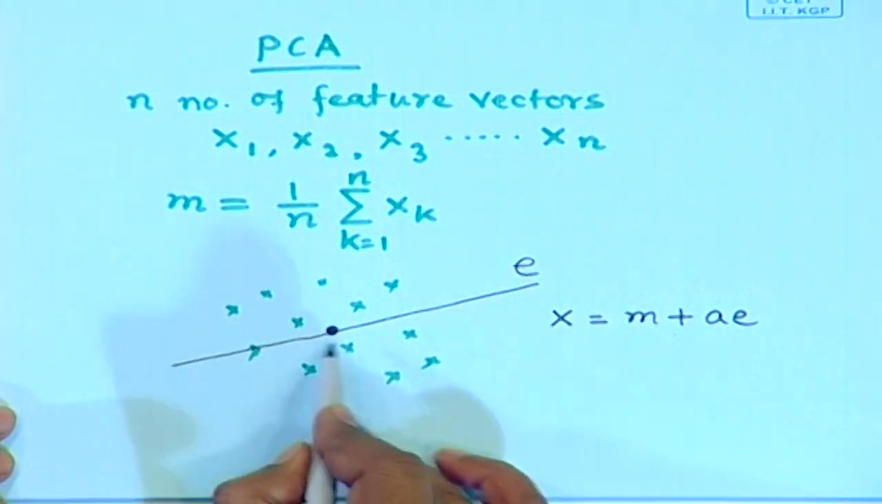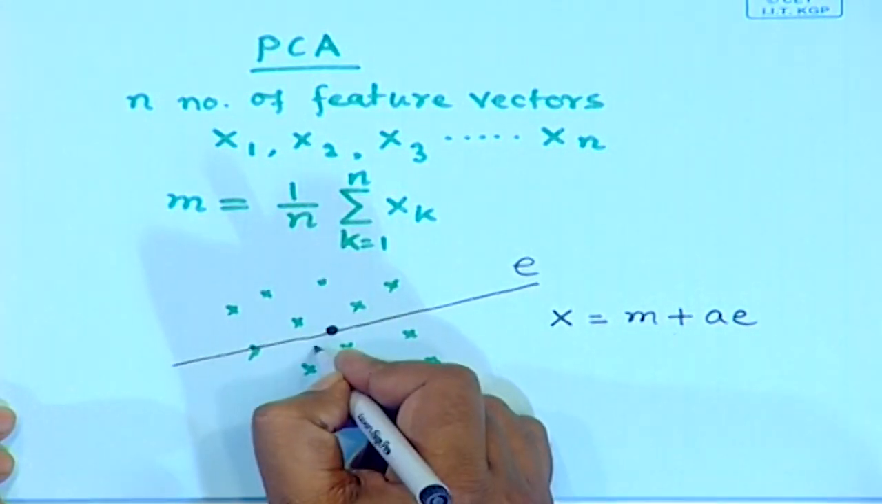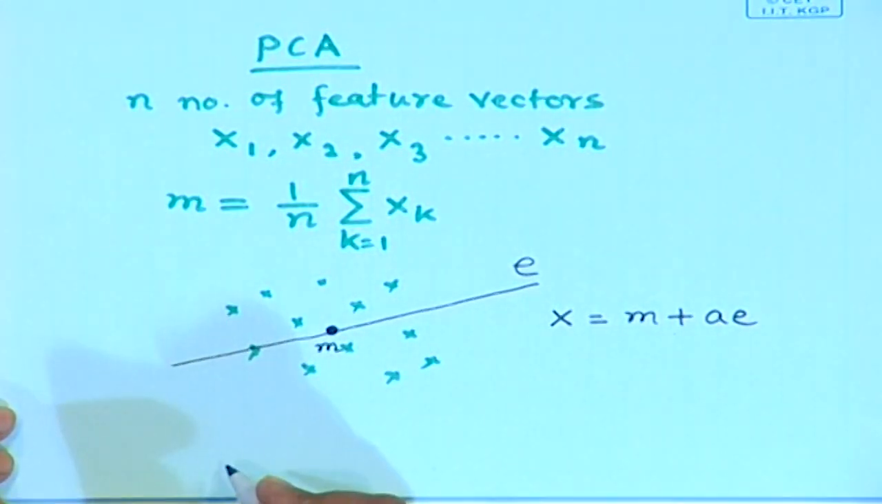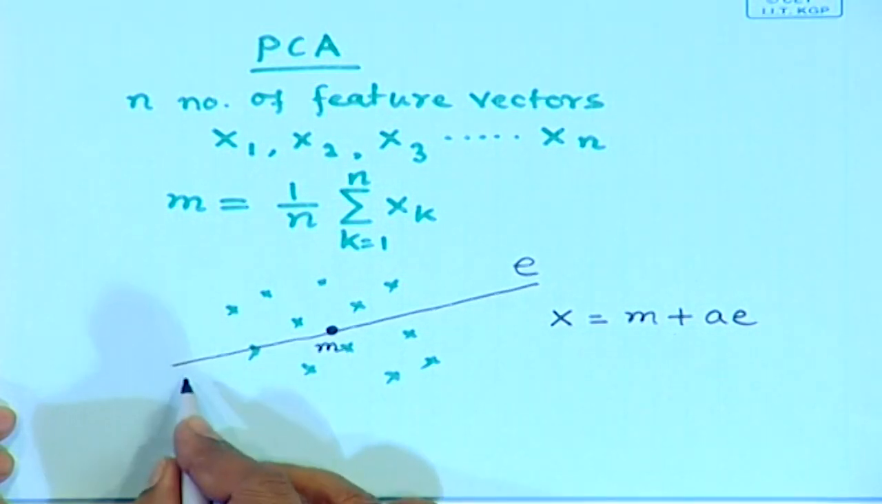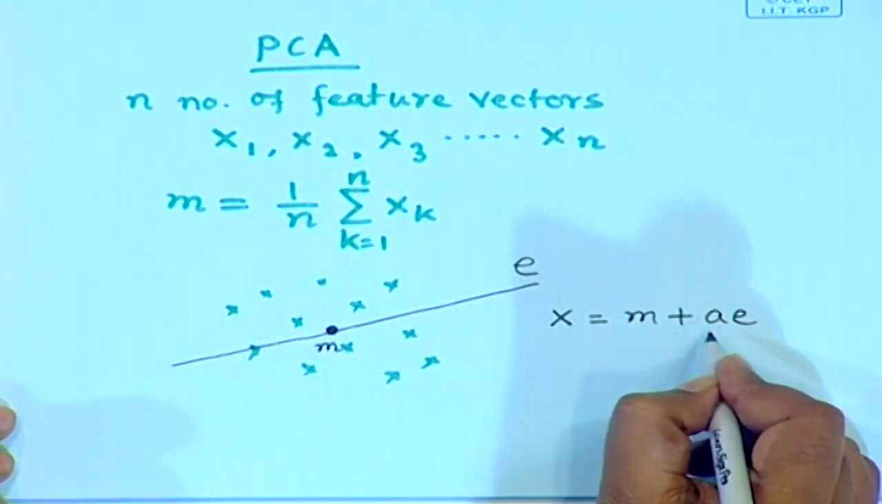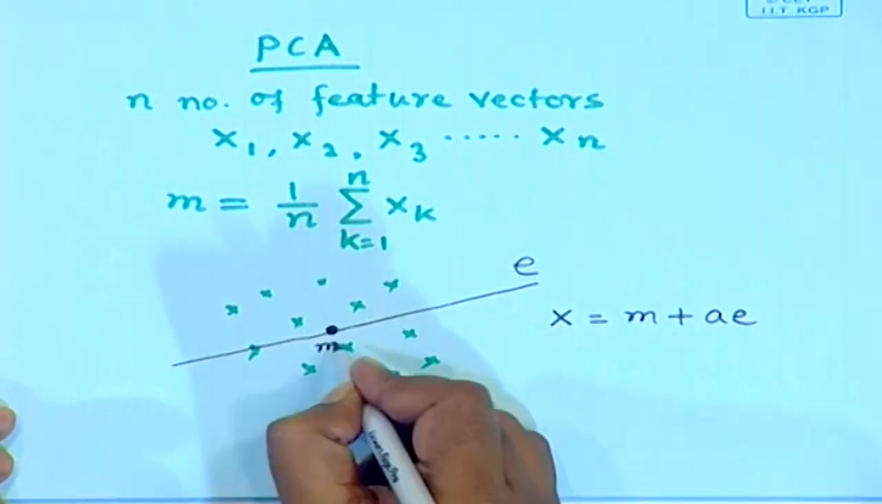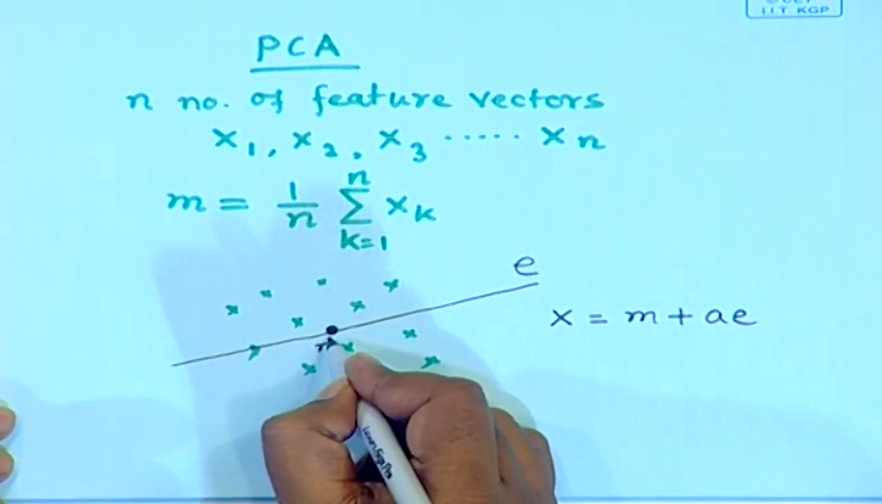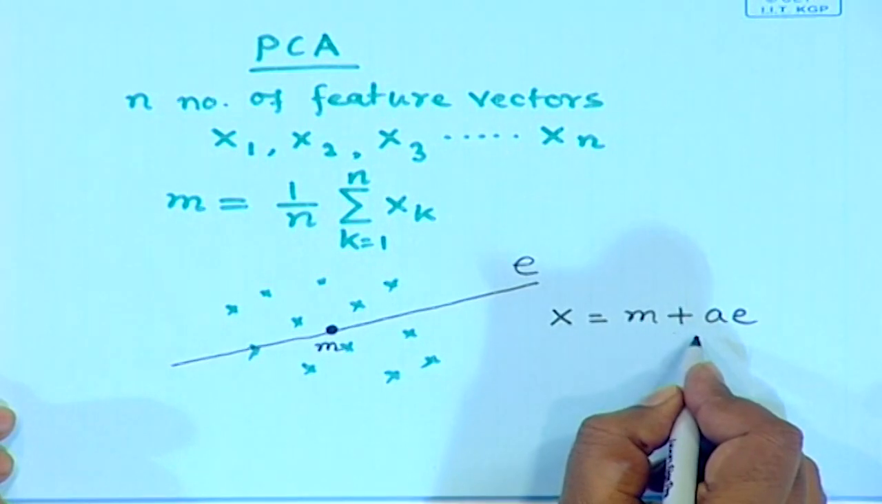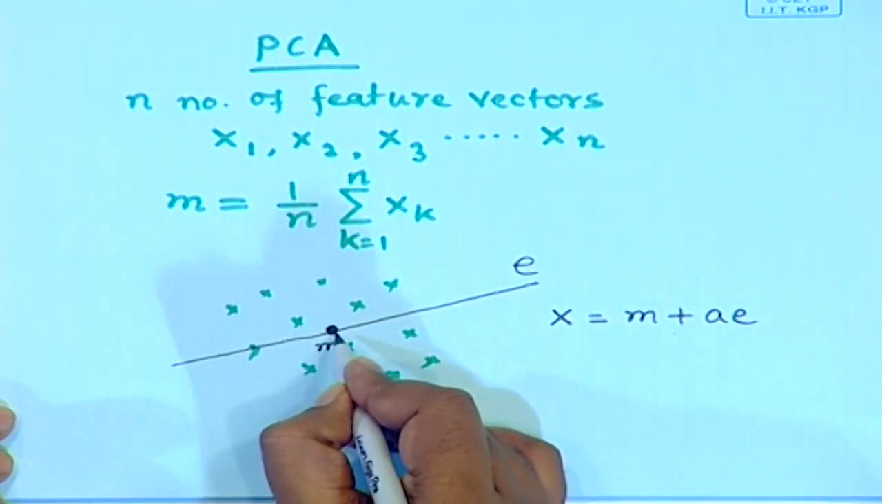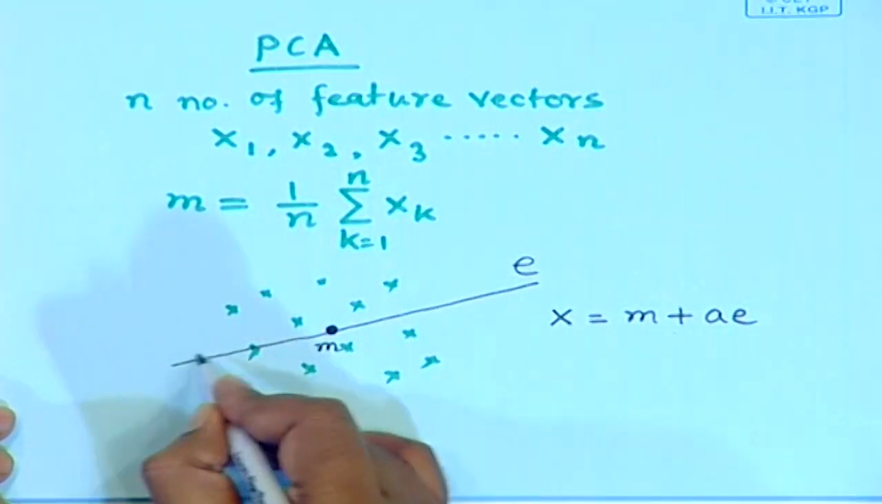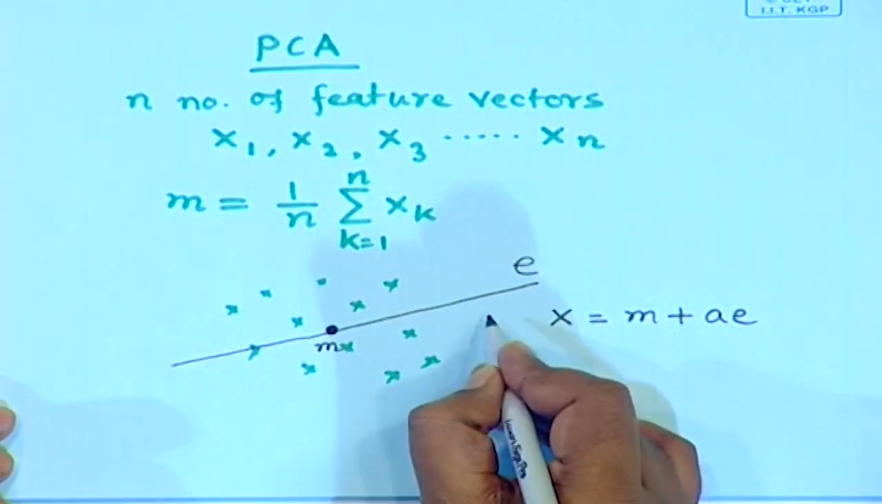Because the line passes through m, the mean of the given feature vectors. The equation of this line: if a is equal to 0, then x equals m. That means I am at this point m. For different values of a, I am moving from m in the direction of e. That means I am moving along this line.